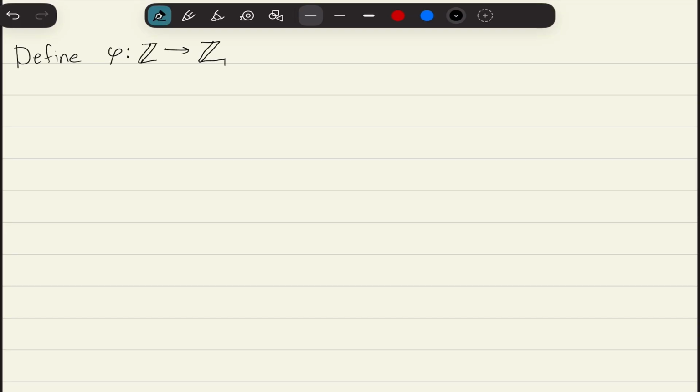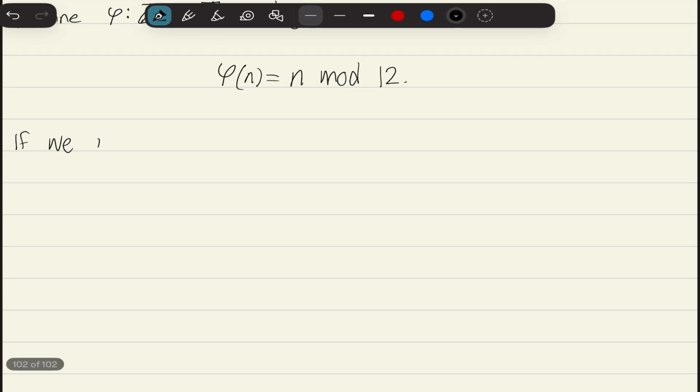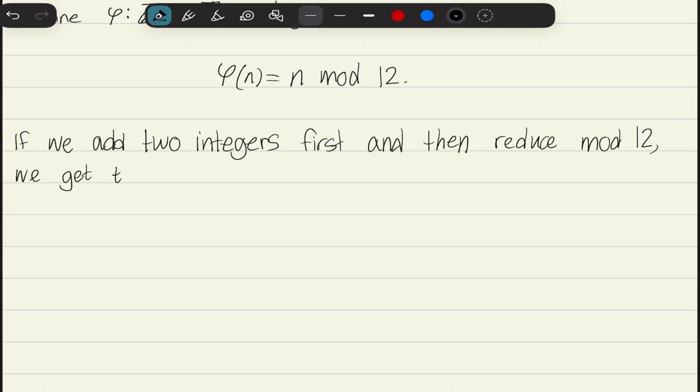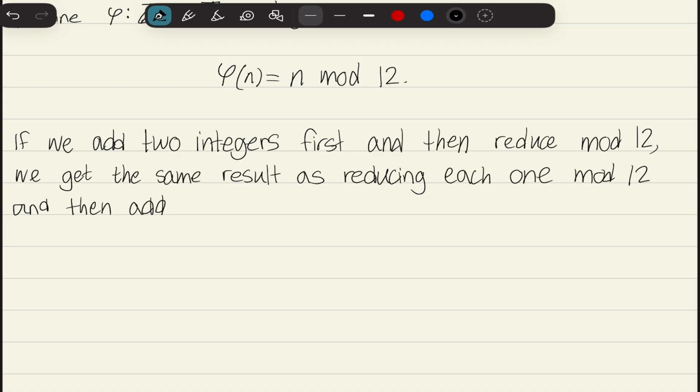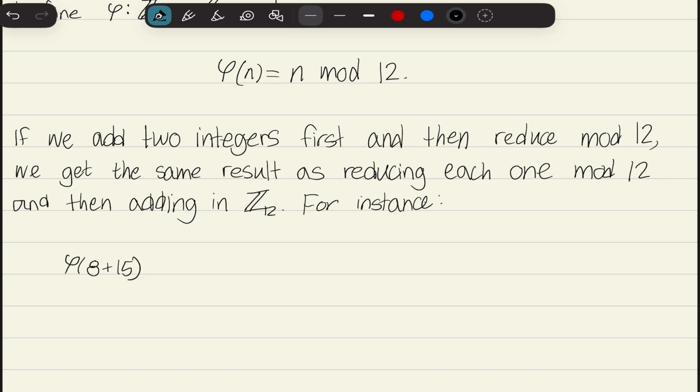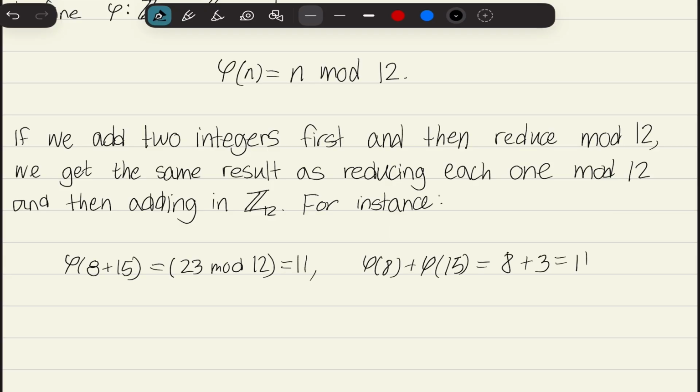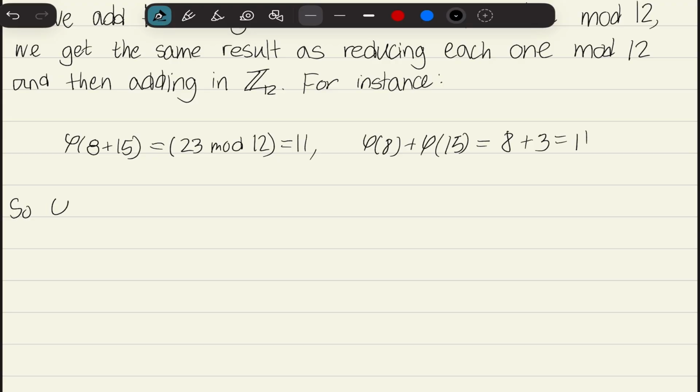Example 1, reduction mod 12. Define phi from Z to Z12 by phi of n equals n mod 12. If we add two integers first, then reduce mod 12, we get the same result as reducing each one mod 12 and then adding in Z12. For instance, phi of 8 plus 15 equals 23 mod 12 equals 11, which equals phi of 8 plus phi of 15 equals 8 plus 3 equals 11. So phi is a homomorphism.